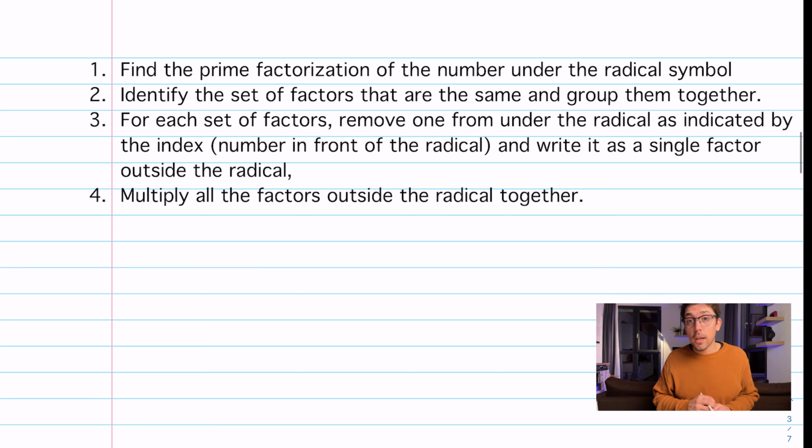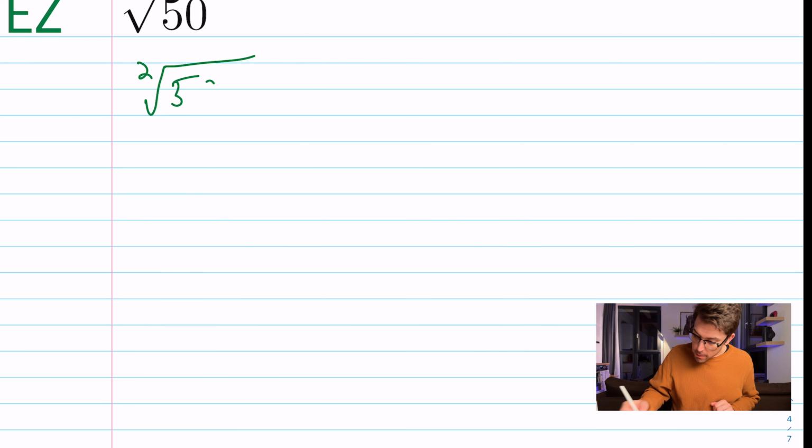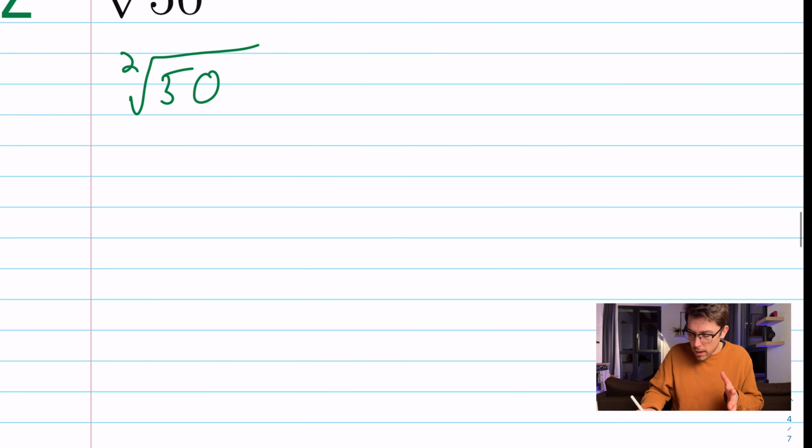Okay, so let's take a look at an easy problem to get us going. So here we have the square root of 50. Let's break this up into all the possible factors. And like I said before, if there is no number written on the outside of the radical, if there's no index, it's assumed to be 2 because you are assumed to be taking the square root.